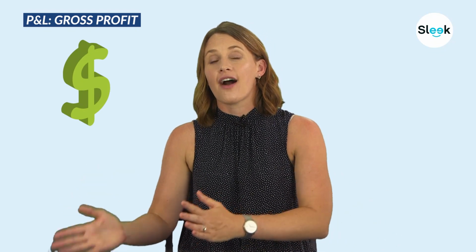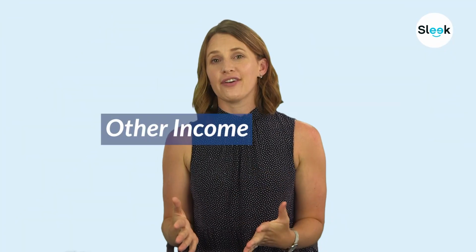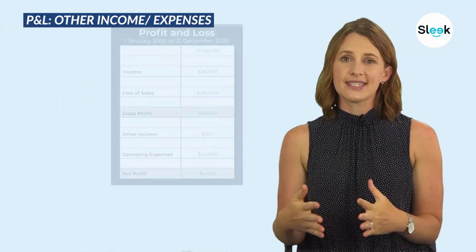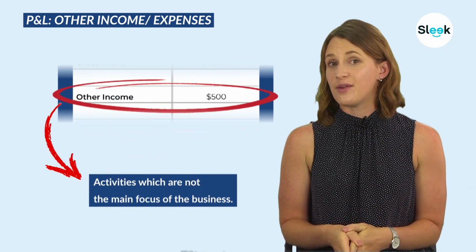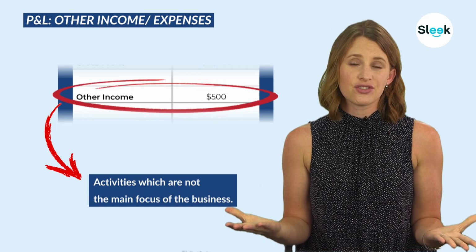In general, you should aim for your income to grow faster than your cost of sales. It's important to know how your gross profit breaks down by product and by customer, so you can focus your business on the most profitable products and customers. Next is other income and expenses. Basically, these are derived from activities which are not the main focus of the business. For example, interest income or expenses.